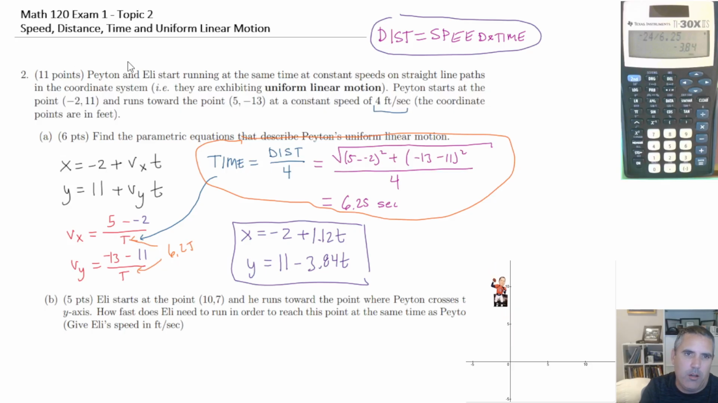So even if you're like, oh, we only did a couple of problems like that, that's true. There were only a couple in the homework. It's mostly, did you have that on your note sheet? The other question actually could have been done without this, but let's look. So Eli starts at 10, 7, and runs to the place where Peyton crosses the y-axis.